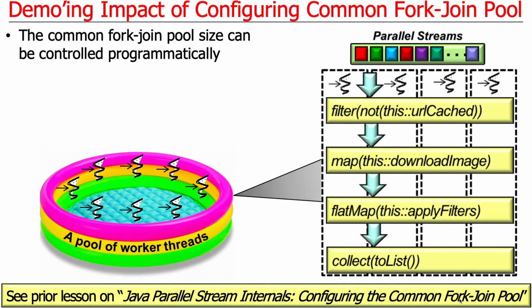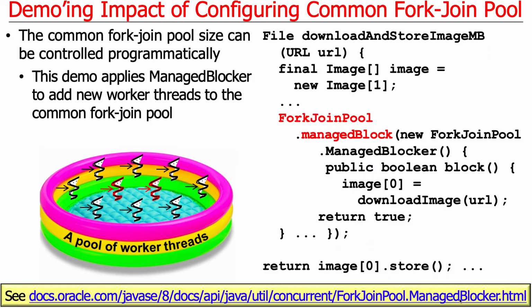As we've discussed a number of times, the common fork join pool size can be controlled programmatically. This demo will apply the ManagedBlocker interface that will allow the threads to be added dynamically as the program runs. And we've talked about that. We talked about how ManagedBlocker worked with the ManagedBlock mechanism on the fork join pool. So you'll get a chance to see how this all behaves.